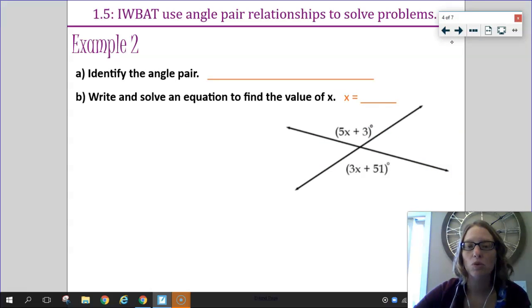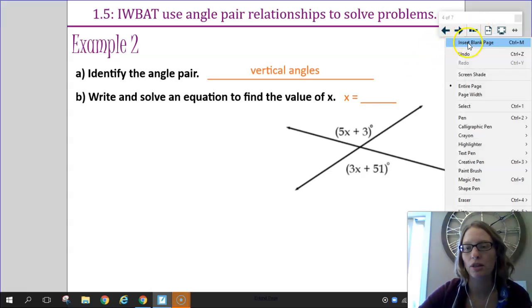In example 2, we're looking at an angle pair and trying to solve and find the value of x. This angle pair, where I have two straight lines that form an x and then two angles, one on top and one on the bottom, these are angle pairs that we call vertical angles. We know from our definition that two vertical angles are always equal to each other.